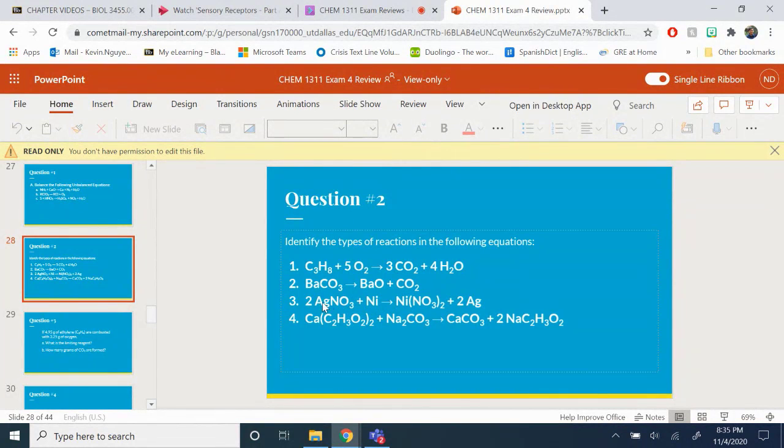All right. Moving on to the next one. Silver nitrate reacts with nickel and it forms nickel nitrate and silver. So which one is this?